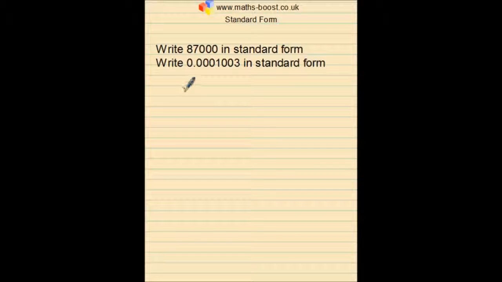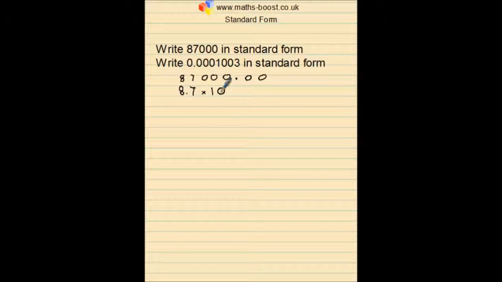Just a quick reminder of some of the basics. We're asked to write 87,000 in standard form. So we've always got to start with a number between 1 and 10. So we know we want it to be 8.7. At the moment, we've got this. Careful to put the decimal point in.